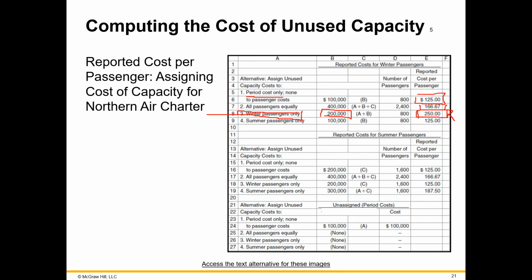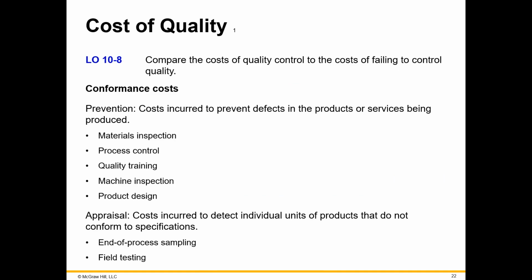Another concept in this chapter is conformance costs. We're going to have conformance versus non-conformance costs. Basically, the idea is you're going to have costs for quality. Either you're going to have costs for reviewing your processes, reviewing your items, inspecting your items, making sure that they're good quality. You're going to train your employees well. You're going to inspect your machines. You're going to make sure that your products are designed properly. All of these have costs. So some companies might want to cut costs by not performing these tasks.